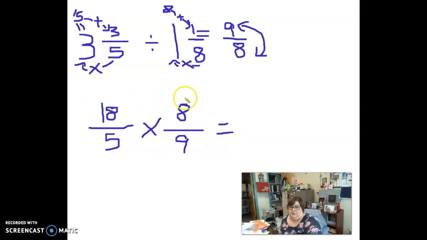Once you have it here, you just multiply straight across. So you have 18 times 8. So let's see, 8 times 8 is 64. Carry the 6. 14, 144 on the top. And then 5 times 9 is 45.